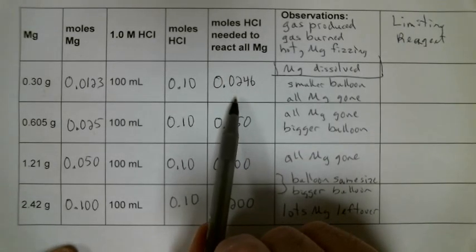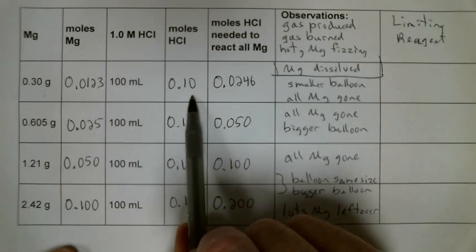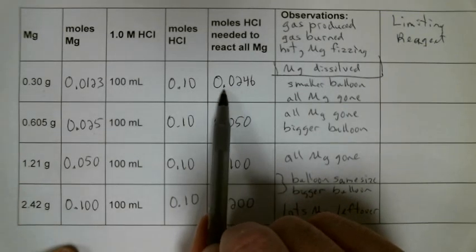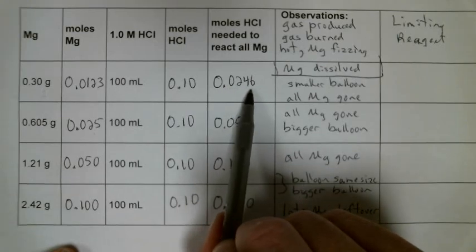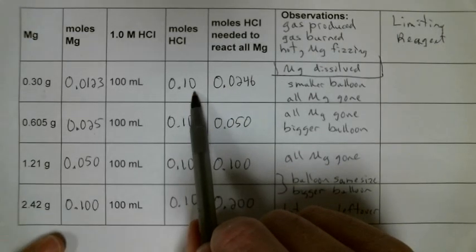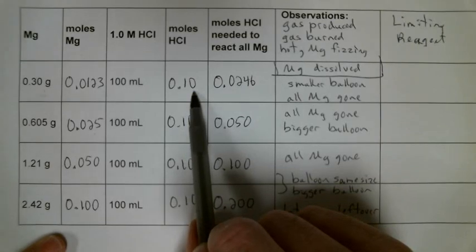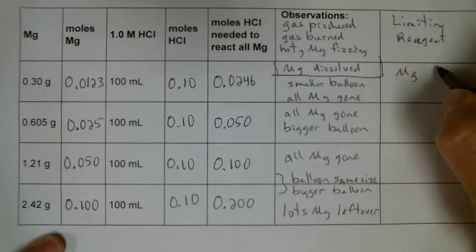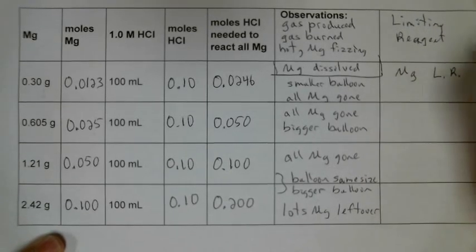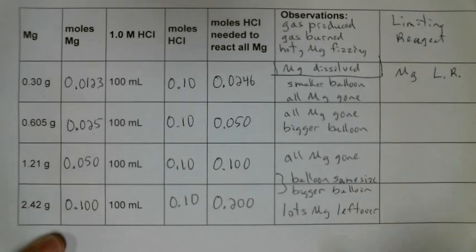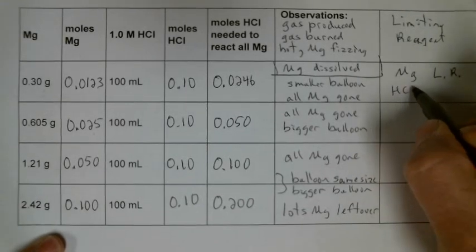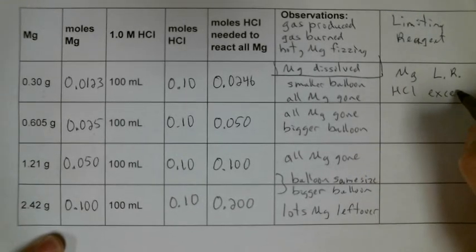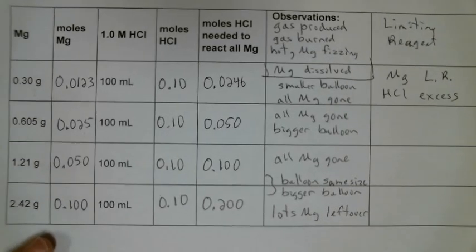We have 0.1 moles of HCl. The moles needed to react all the magnesium is 0.0246. So we got way more HCl than we need, right? So that means we're going to run out of magnesium. So magnesium is the limiting reagent, LR, and we've got excess HCl. Does that make sense? Hopefully that makes sense.